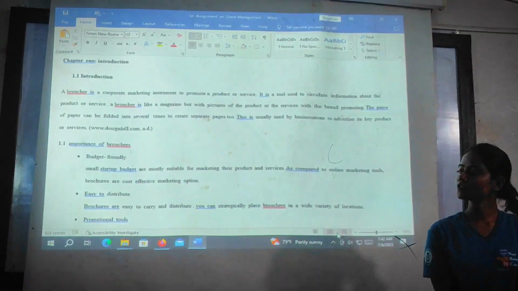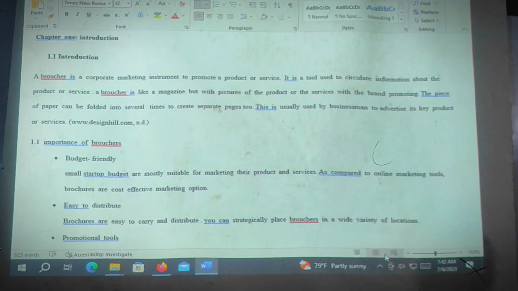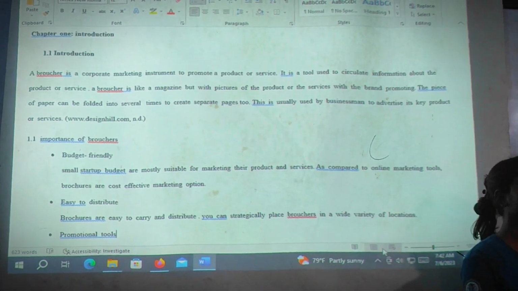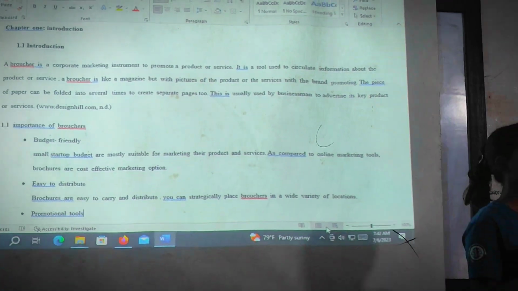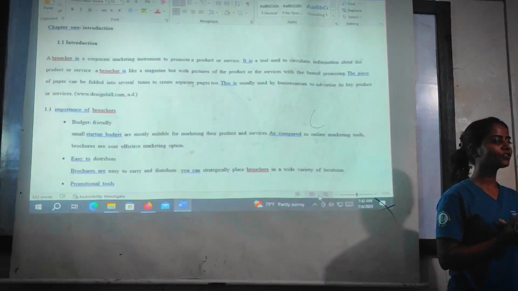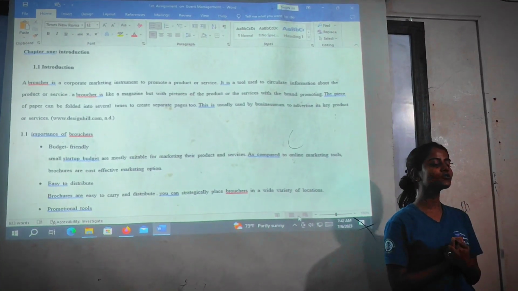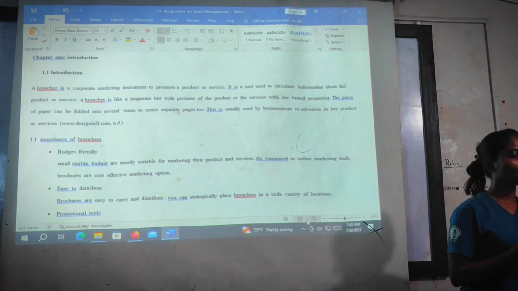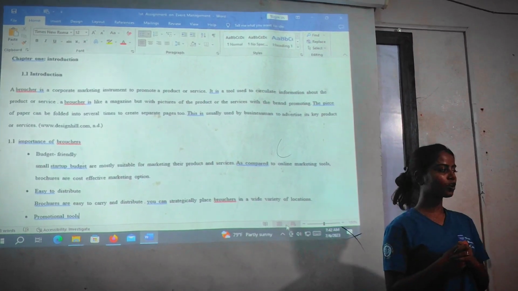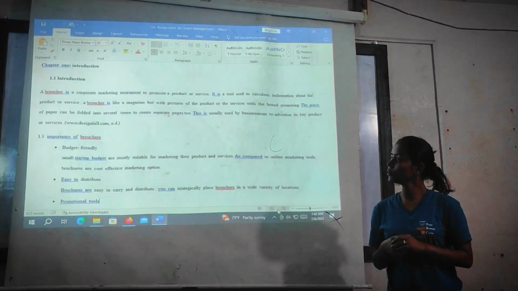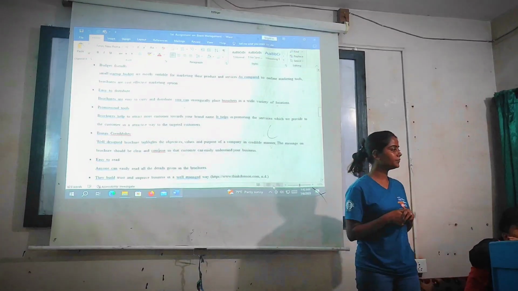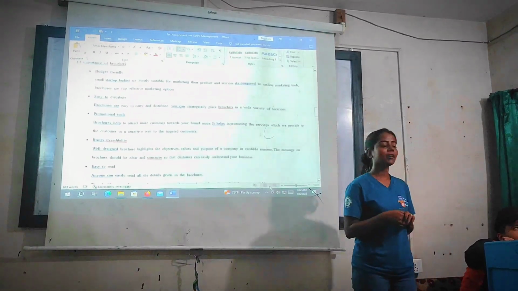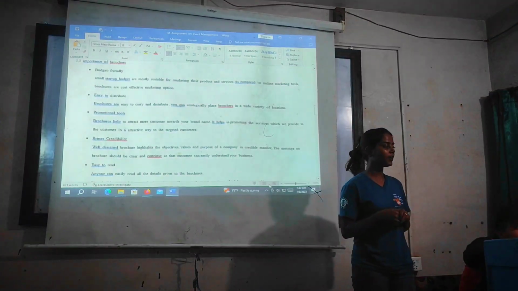First is brochure. A brochure is a corporate marketing instrument to promote a product or services. It is a tool which is used to circulate information about a product or services. This is usually used by a businessman to advertise its key product or services. Here we have some importance of brochures. First, it is budget friendly and it is also easy to distribute.